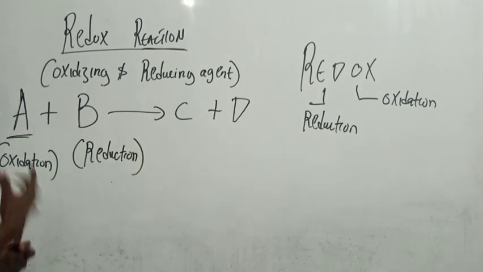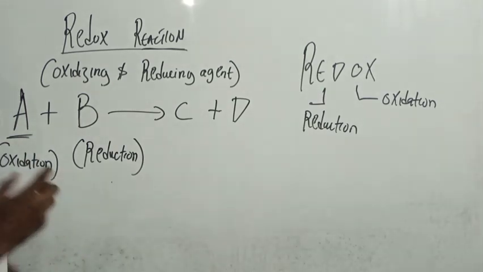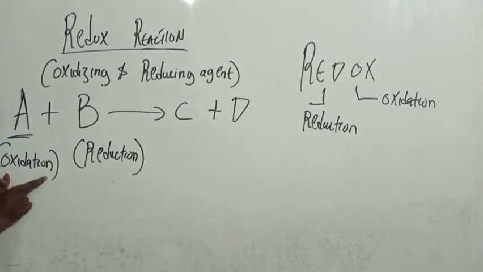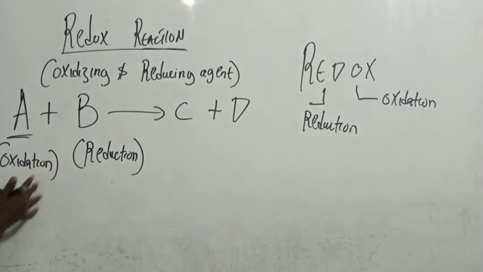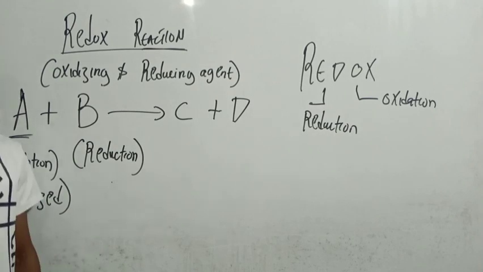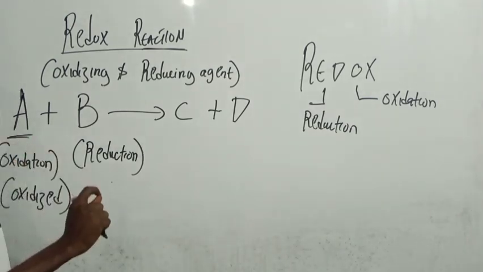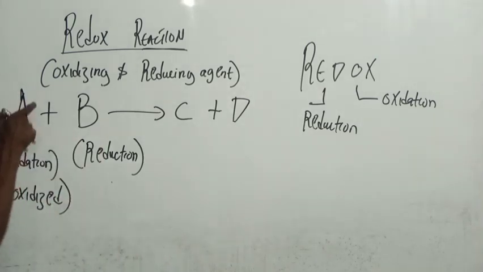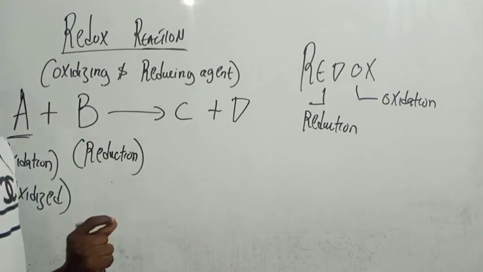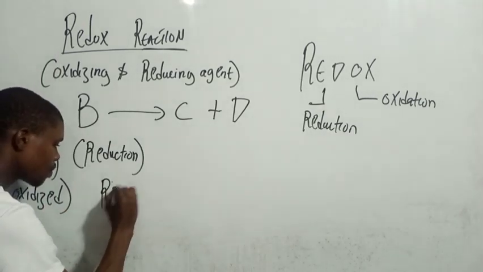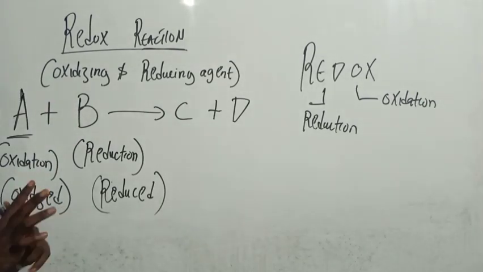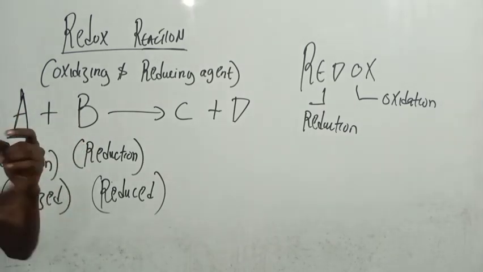Are you there? So, any species that undergoes oxidation is said to be oxidized. Because in your exam, they ask you which of these species is being oxidized. Do you get that? So any species that undergoes oxidation is said to be oxidized, while any species that undergoes reduction is said to be reduced. Just that. And I'm going to explain what is oxidizing agent and what is reducing agent.